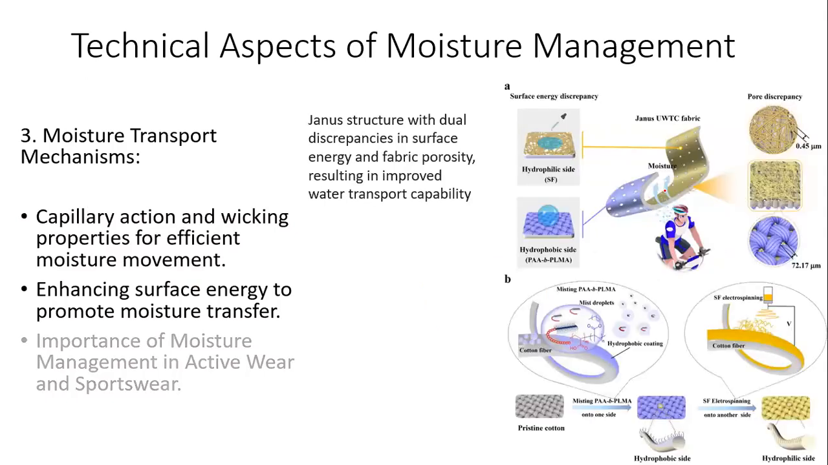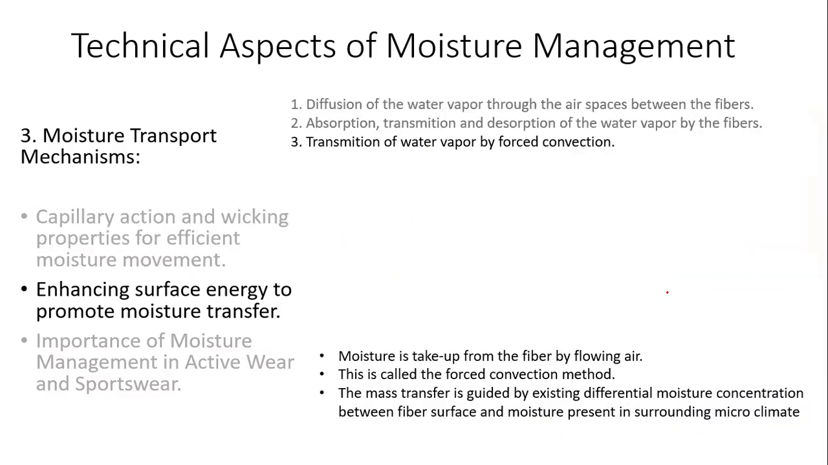All right. So this is an example which was published in a high impact journal, where Janus structures with dual discrepancies in the surface energy as well as the fabric porosity result in improved water transportation through capillary and wicking action, right? In here they have used a certain polymer where they look into this type of Janus structure of the fiber, and once it is incorporated into the textile material, they have shown a superior moisture management property. All right.